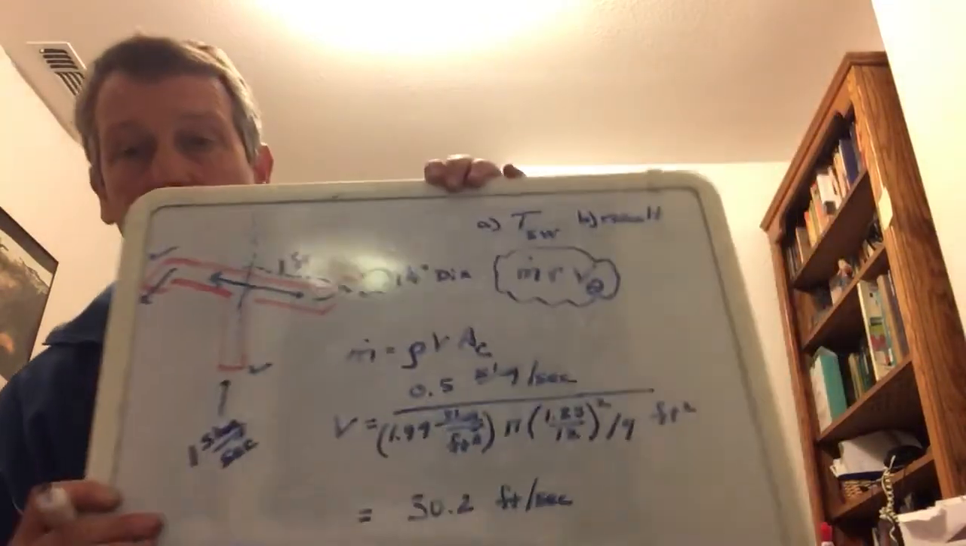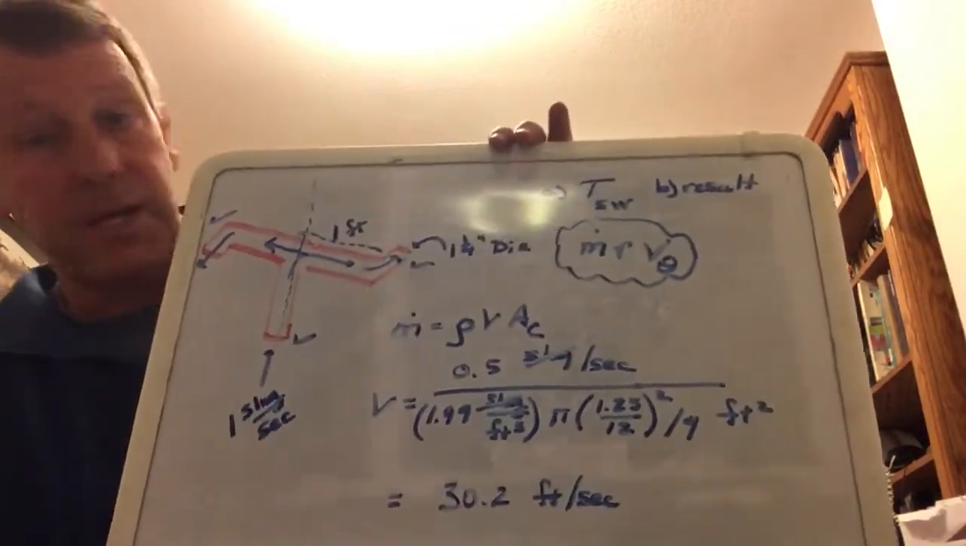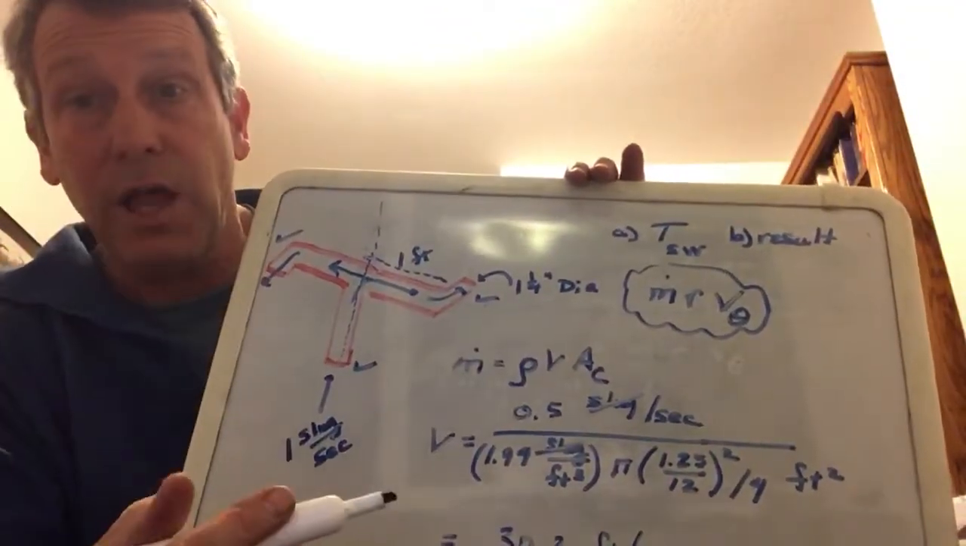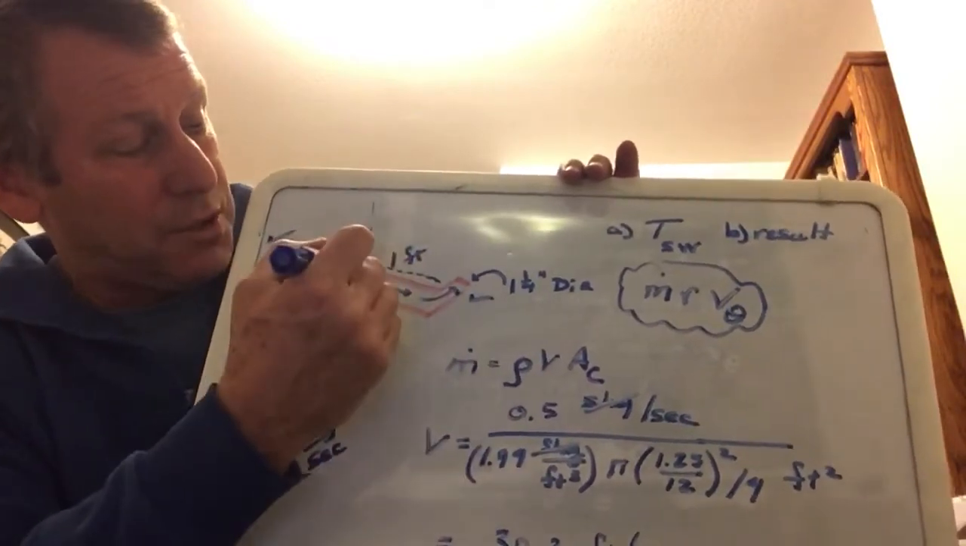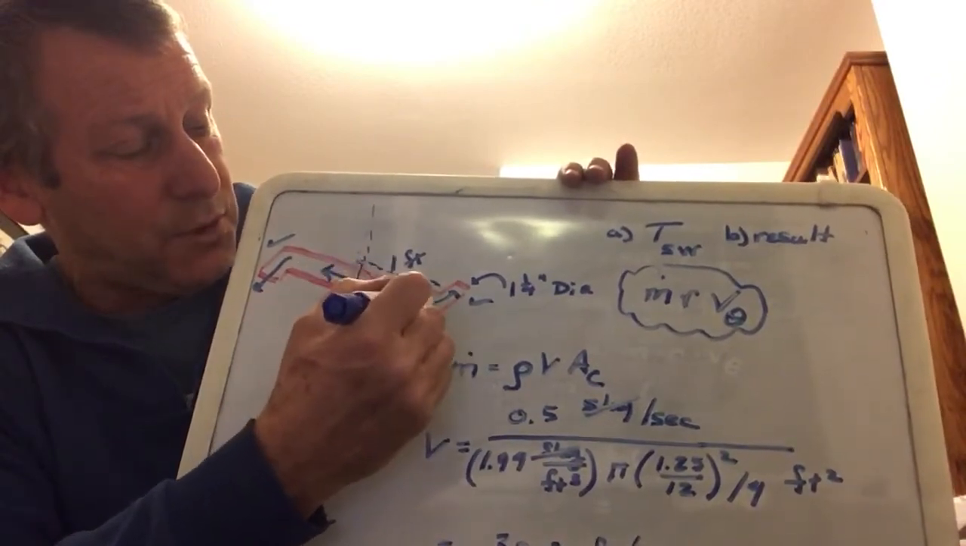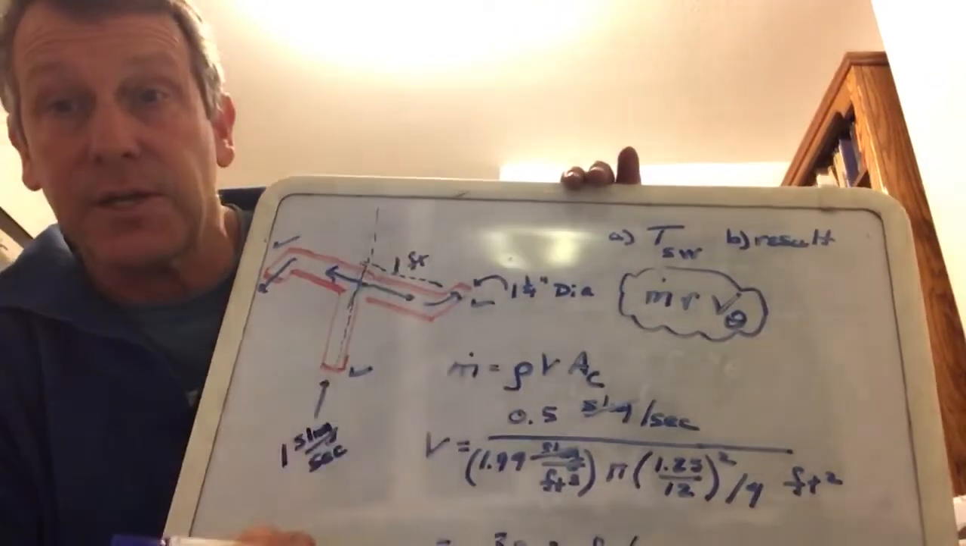So checking it once again. 0.5 divided by 1.94 divided by pi divided by 1.25 divided by 12, all squared, and then multiplying it by 4. Yeah, 30.2 feet per second. So there's my calculation. That water is coming out at 30.2 feet per second, and that's actually really fast if you think about it. In a second, it's going 30 feet. That water's flying. So we should get a pretty significant torque. This piping needs to turn it from going 30 feet per second that way to 30 feet per second coming off.